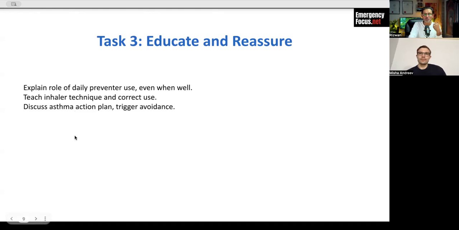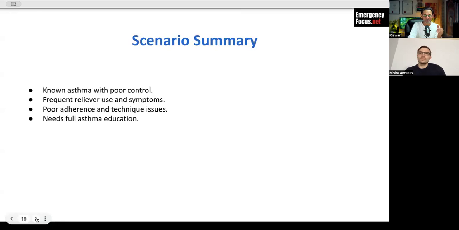And we need to redo the asthma action plan and give a very clear trigger of how that plan needs to be implemented, including the red flags which need to be highlighted.